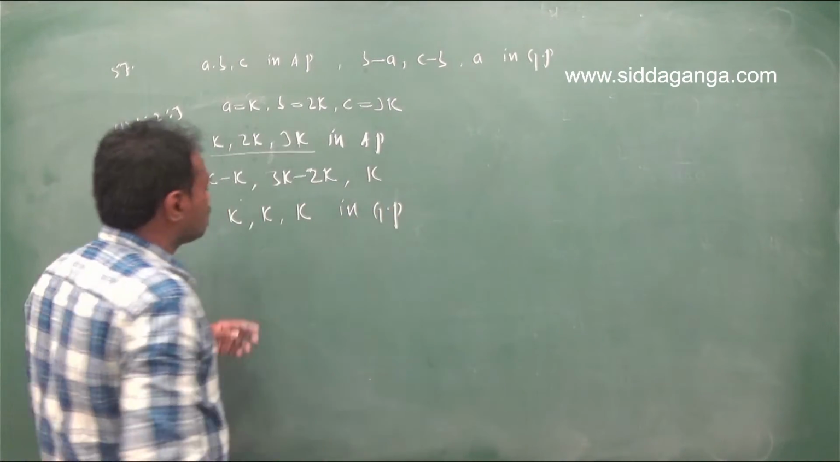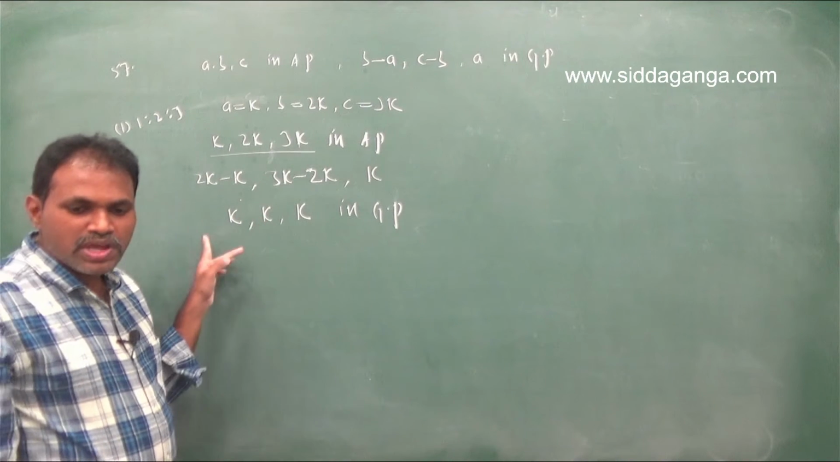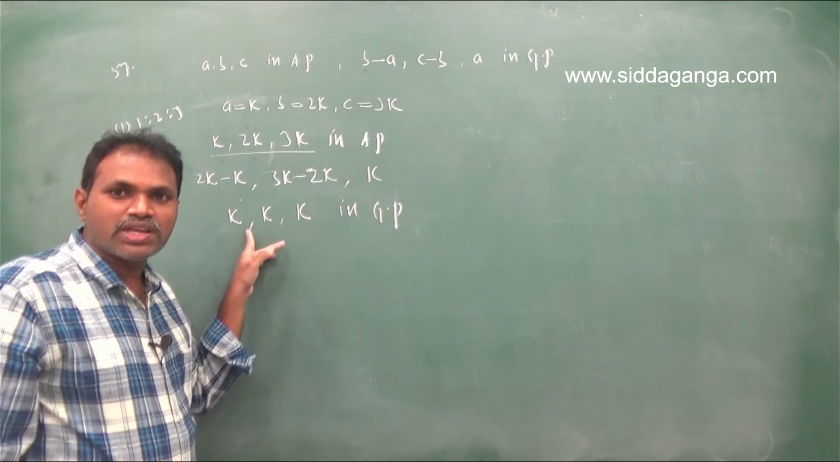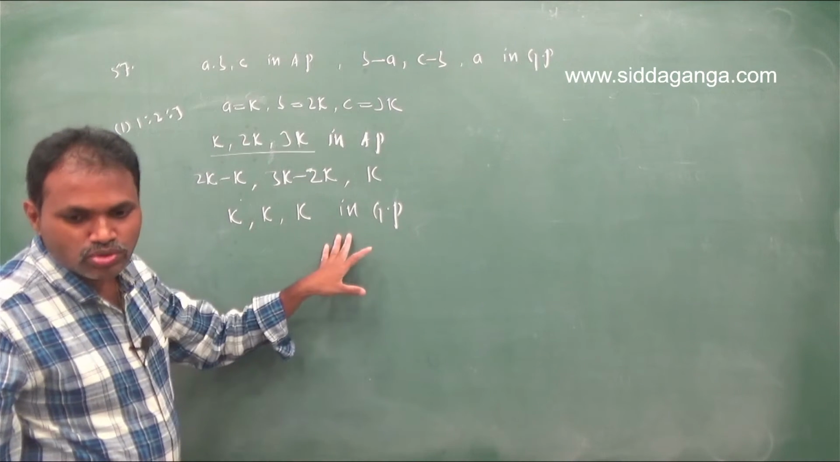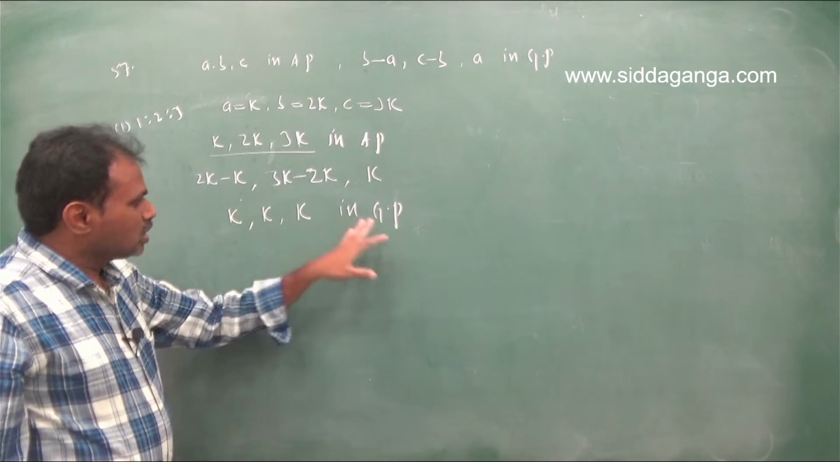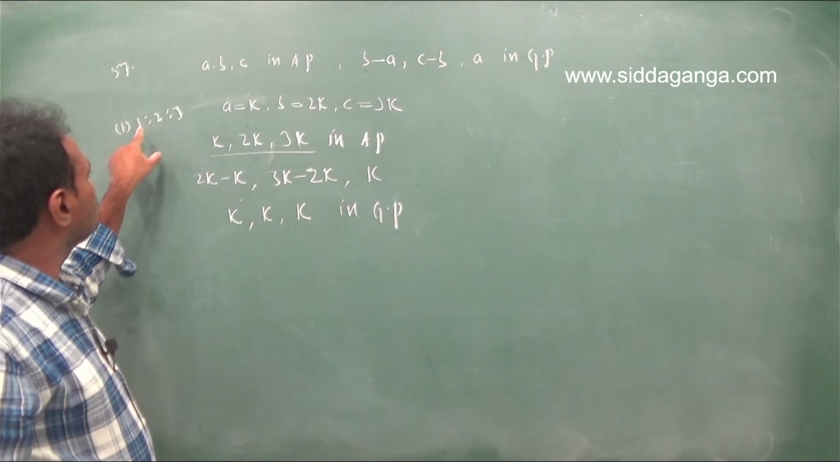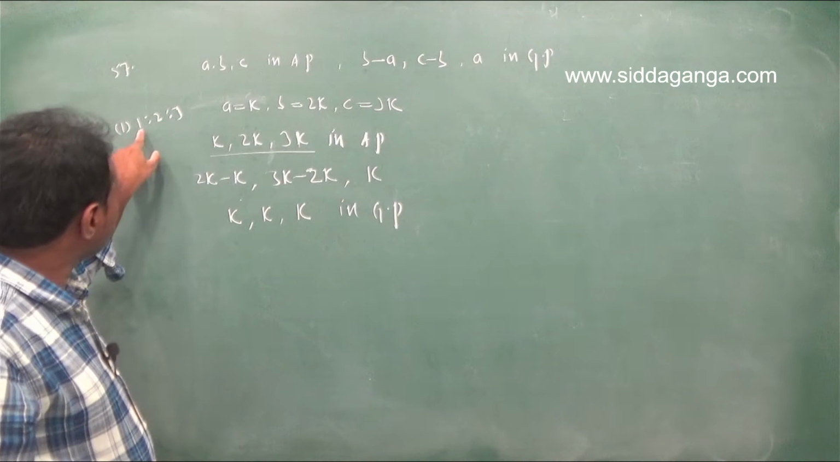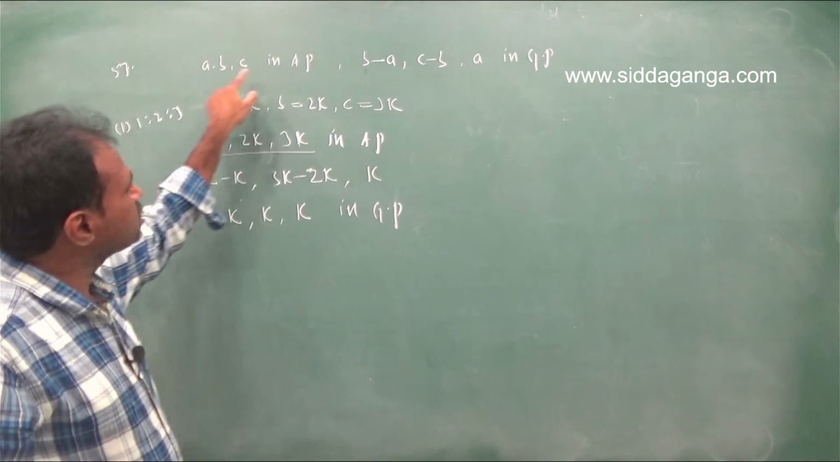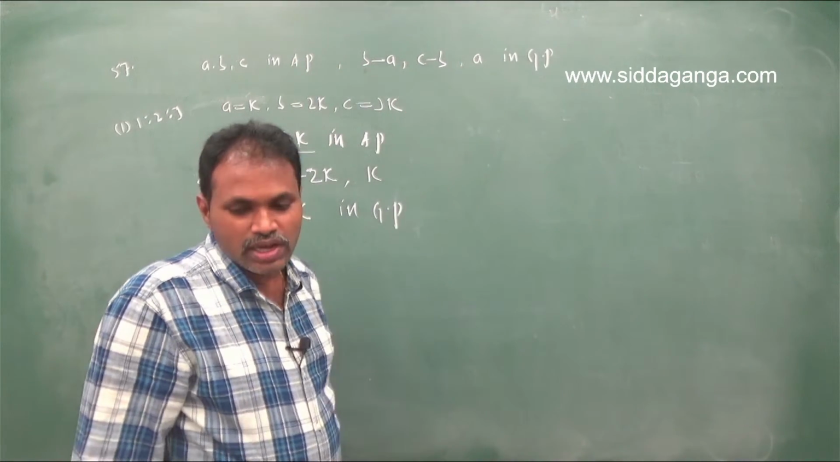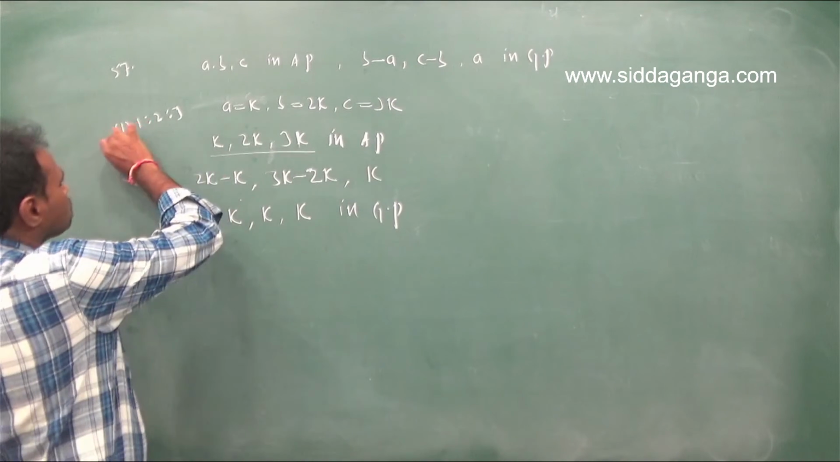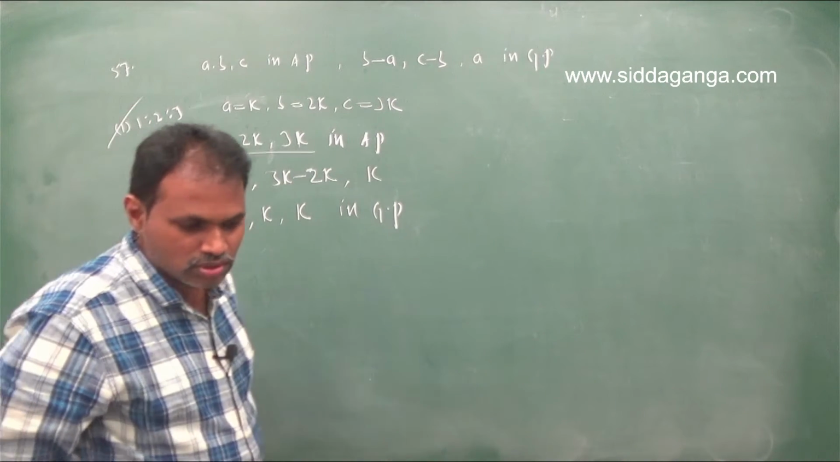Clearly these are in GP. Why? Because here the common ratio K by K is 1, and here also K by K is 1. Therefore the common ratio is the same, so these are in GP. Therefore, if A is to B is to C is 1 is to 2 is to 3, then A, B, C are in AP, and B minus A, C minus B, and A are in GP. Therefore, the first option is right. Next question.